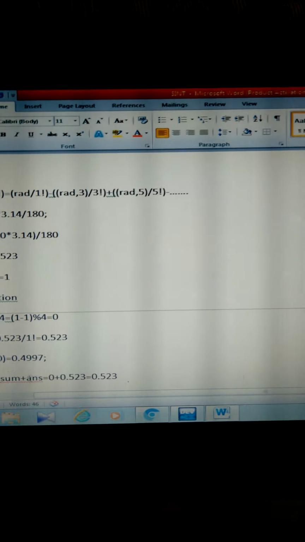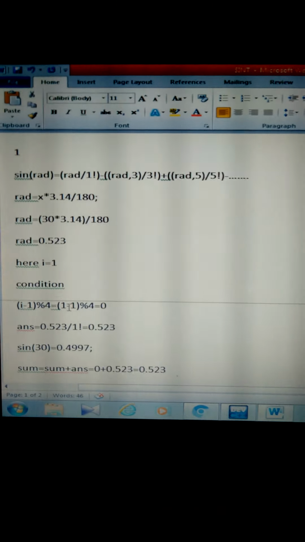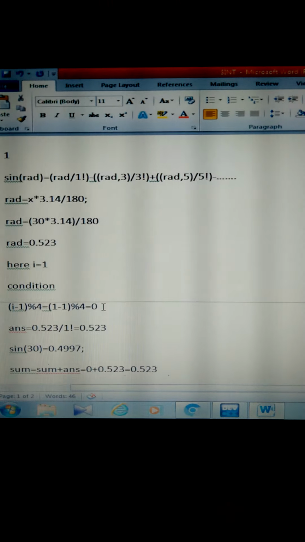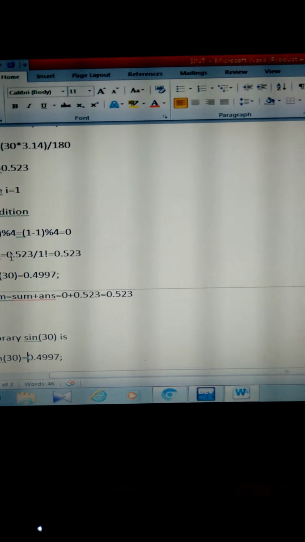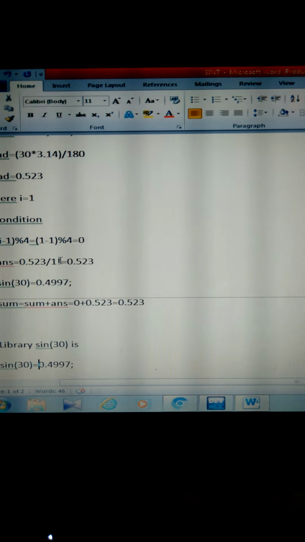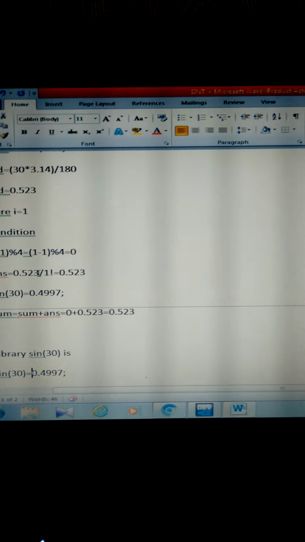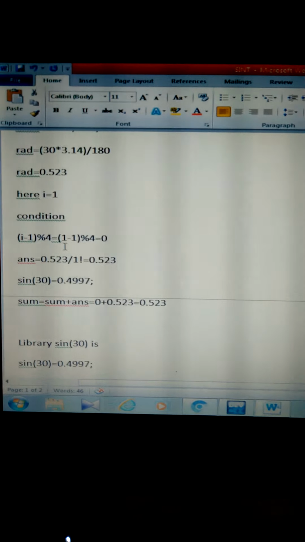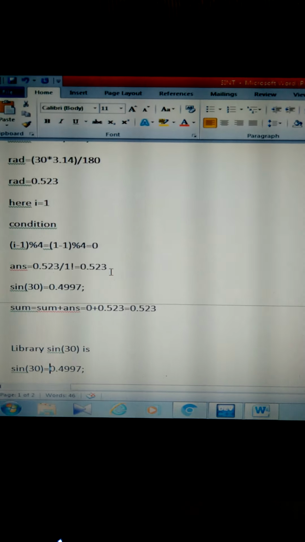Okay, the condition is (I minus 1) modulus 4 is equal to 0 here. 0 modulus 4 is 0. Then the answer is 0.523 divided by 1 factorial. Here we have calculated the radians value now. That's why radians to the power of 1 gives this same value, then divided by 1 factorial, and this is the answer.